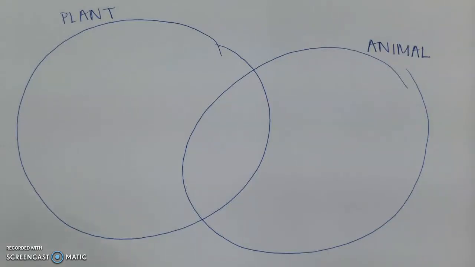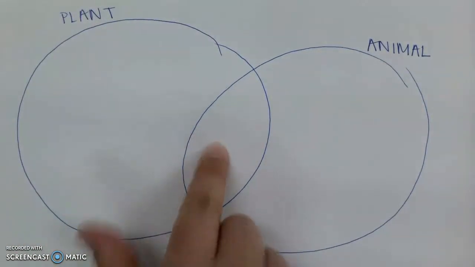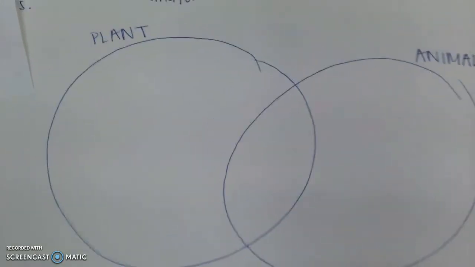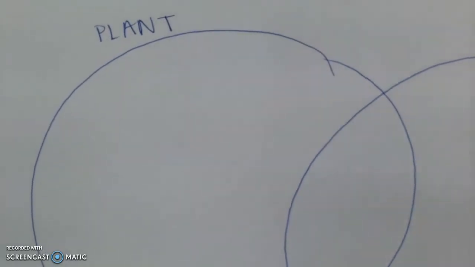Okay, hopefully now you have made your Venn diagram about plants and animals, and you have added in all of the information that you can, everything that you currently know about plants and animals, what makes them different and what makes them similar. All right. Let's add to it. So let's start with plants. What makes them different from animals?